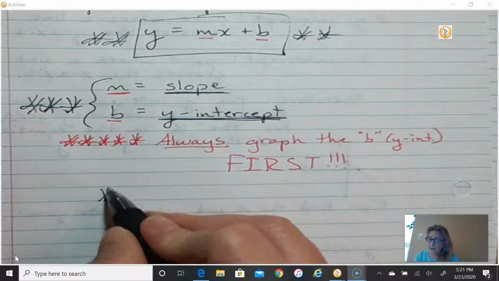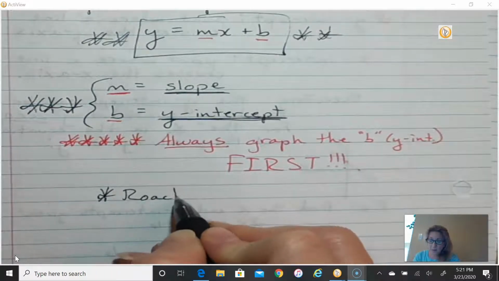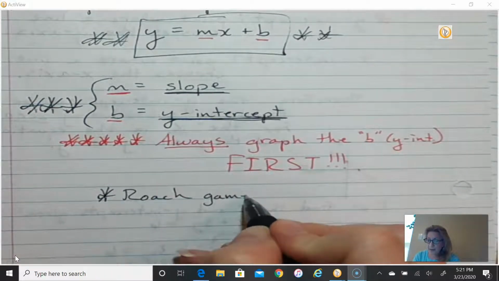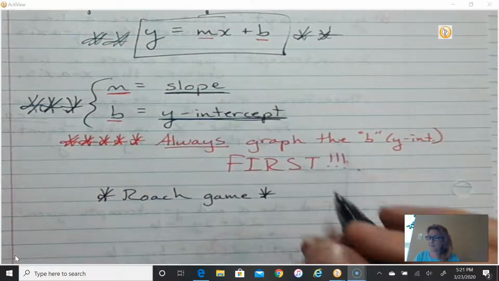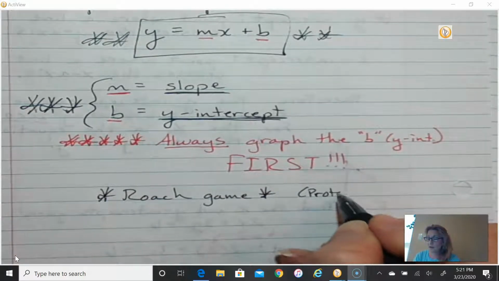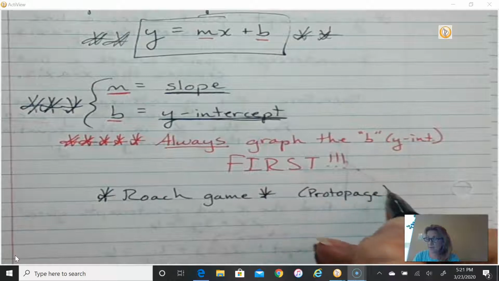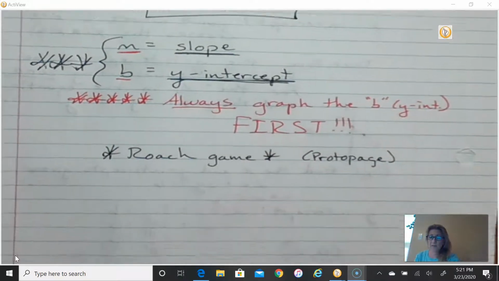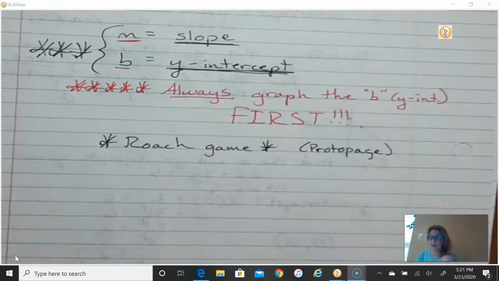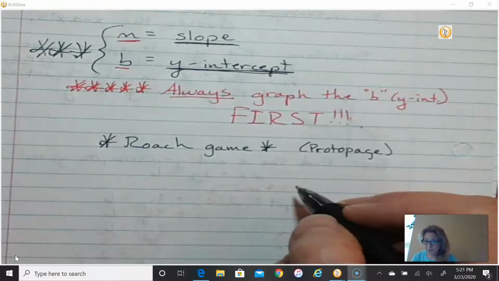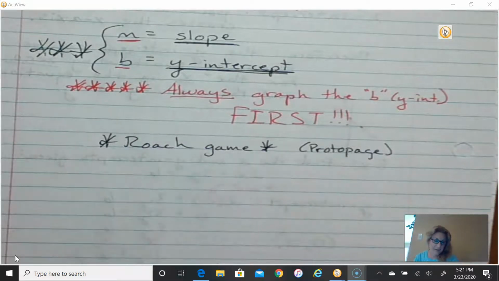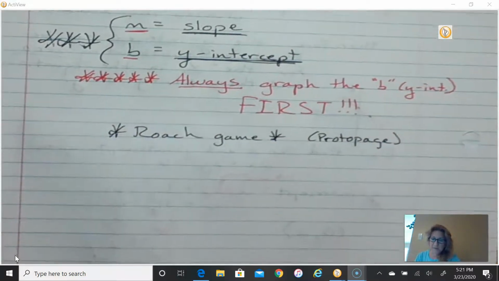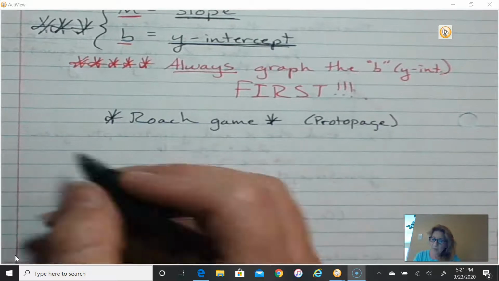On my proto page, there is a thing called the Roach game. Besides IXL, that is very useful too. It's on the proto page. For your class, under the 7th grade pre-algebra tab, this chapter, which is chapter 9, you will find the Roach game, and it's kind of fun, and it's very useful. My students have always liked it.